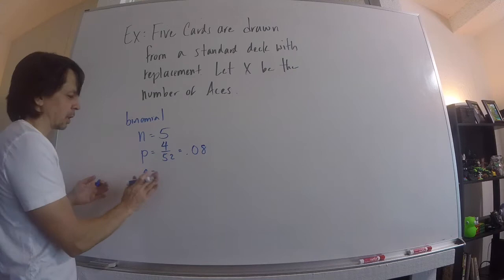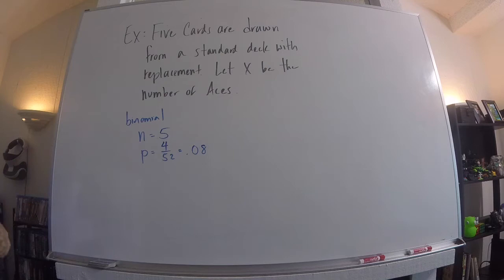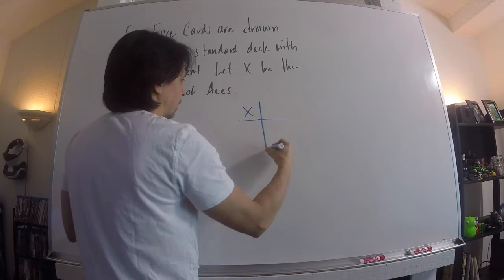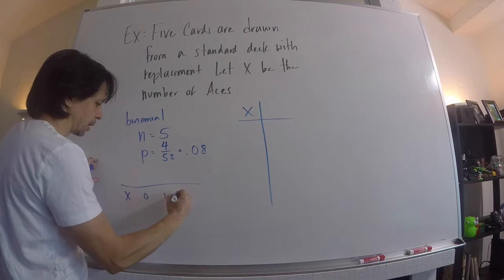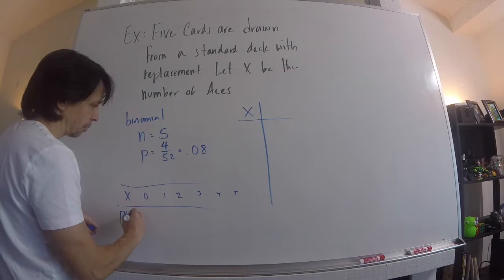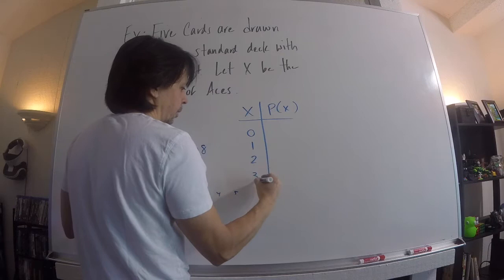So I want to talk about the distribution. If I ask for the distribution of x, the number of aces, you would make a whole table. Usually, we make it horizontally. Usually, we write out x. Up to now, I've been writing it out like that, but it doesn't matter. You're just organizing all your x's and their probabilities. I'm going to go ahead and make it vertical. I can get 0, 1, 2, 3, 4, or 5 aces.